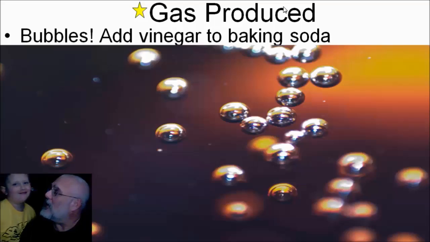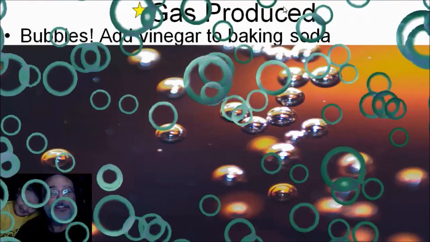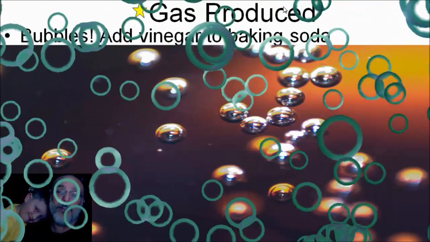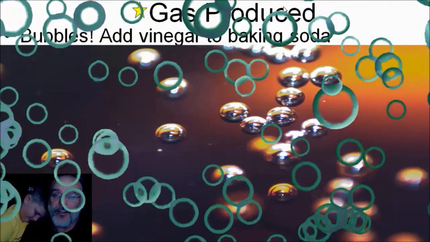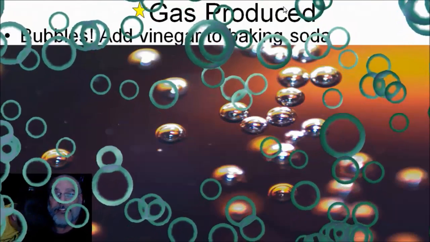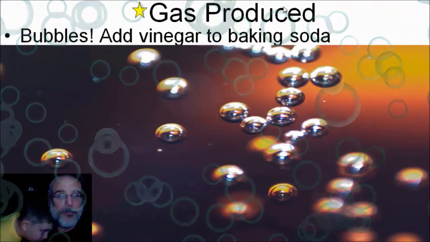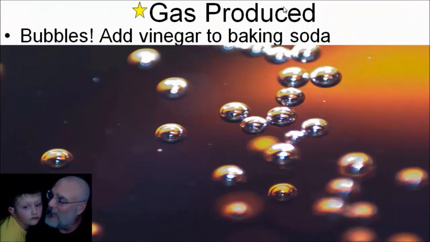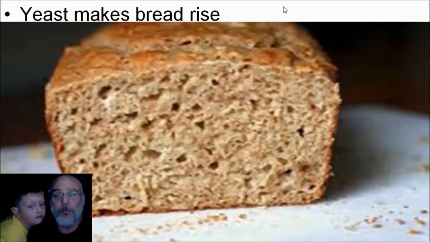If gas is released, you might see bubbles occurring. Like, for example, when you put vinegar and baking soda together, there are bubbles being released. You may have done the old classic volcano, where you take baking soda and add vinegar to it and make it have a volcanic eruption.